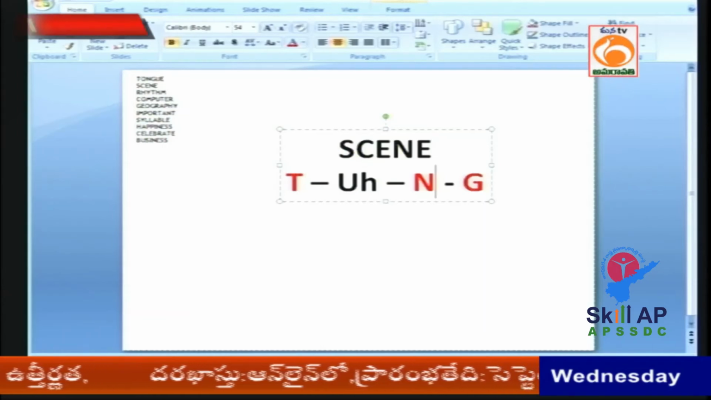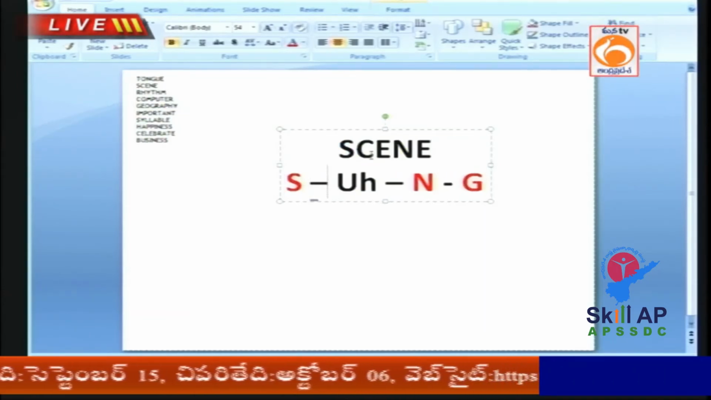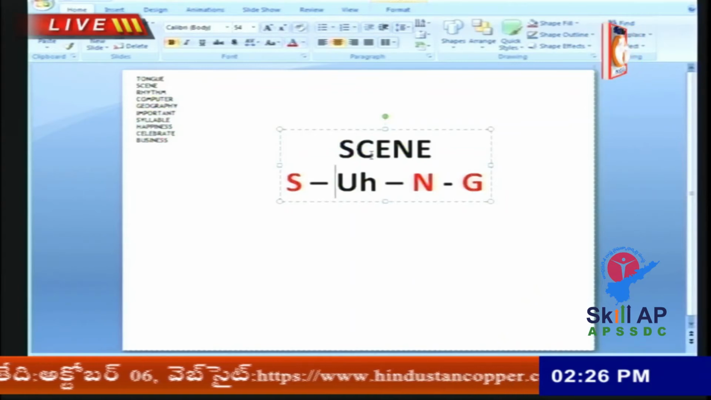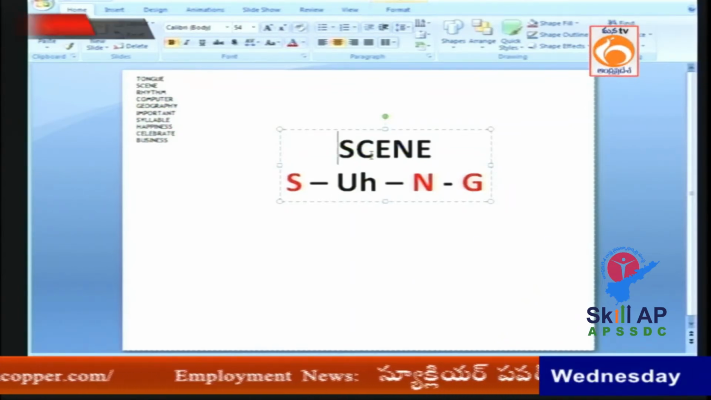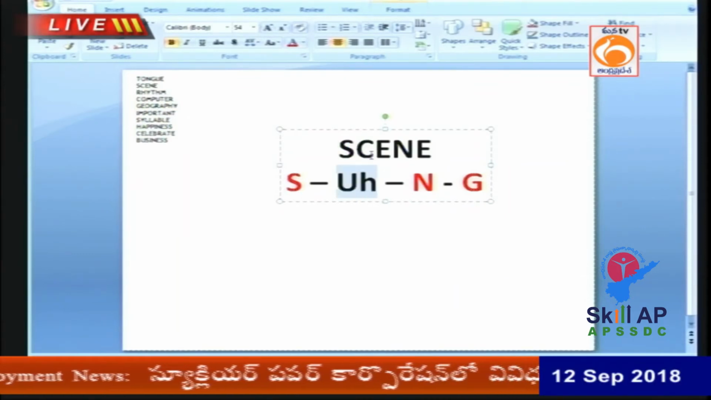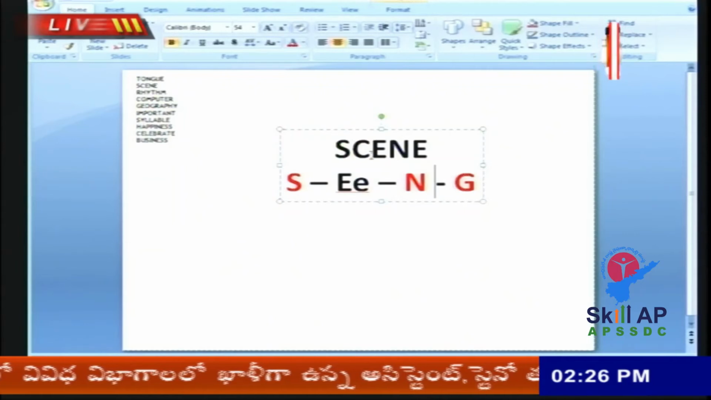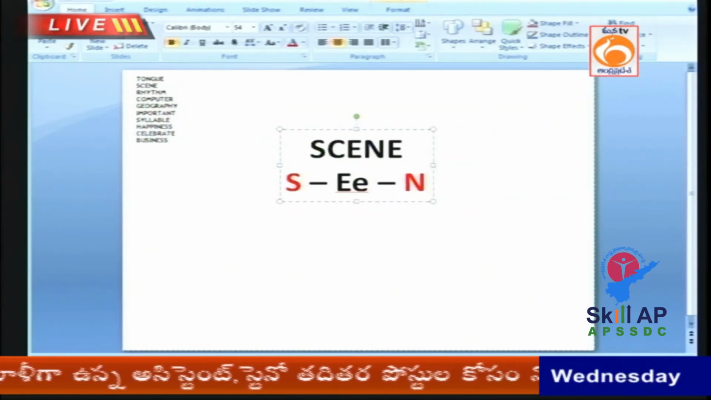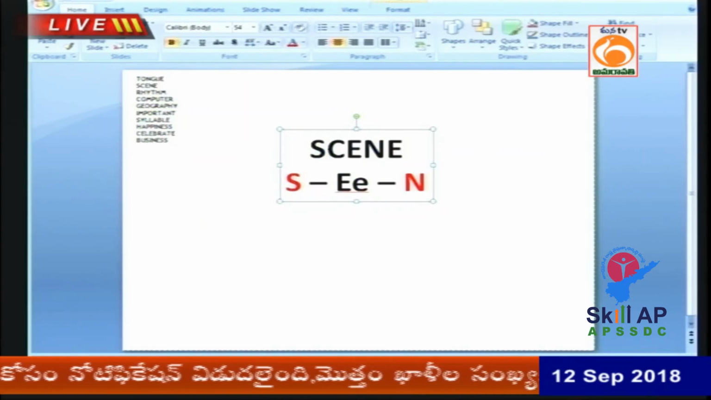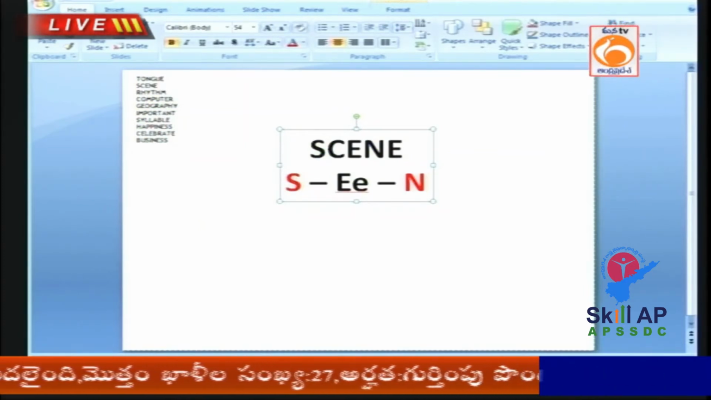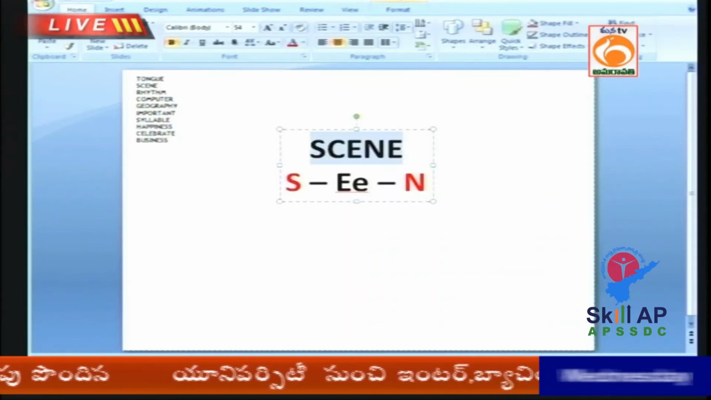The next one is scene, seen, and it starts with the consonant sound s. Can I say sin? If I pronounce it like that, it will become a different word, sin. So I need to use a long vowel sound: s, e, n, seen. Now scene is different, seen is different. Two different words but the same pronunciation.